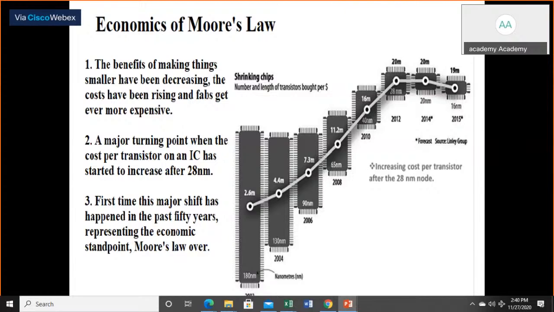Over the period of time it was named Moore's law. Okay, so Moore's law is the first major shift in the past 50 years, representing the economic standpoint, because when you go from one technology to another technology, there are various advantages. The most advantage in terms of economics is the cost of fabrication per transistor. If you talk about the cost of fabrication per transistor in terms of dollars, it is going to reduce in each technology generation. Here you can see this.